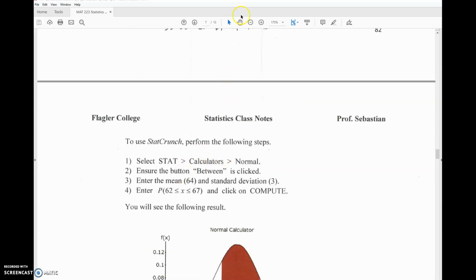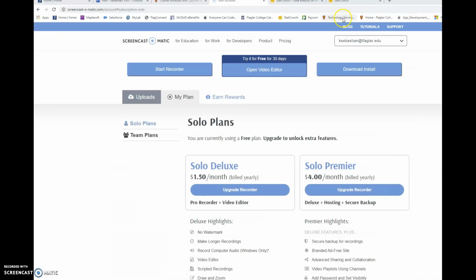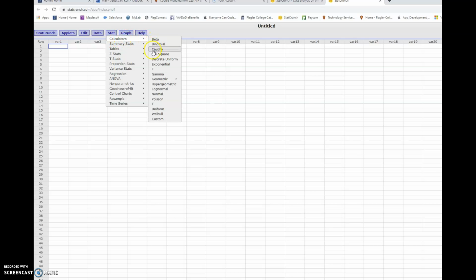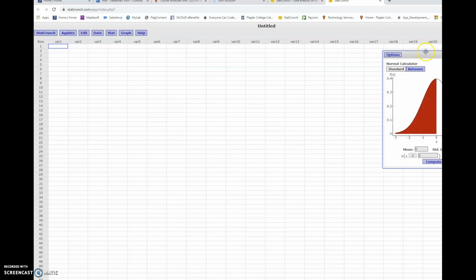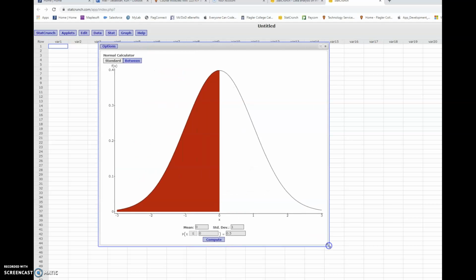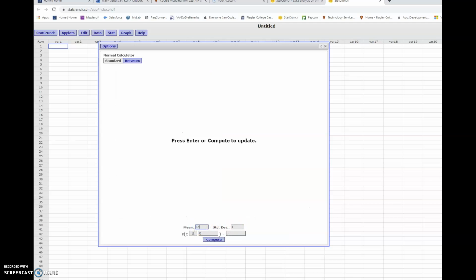So I'll walk you through on StatCrunch how to do that at the same time as you can look at those directions. So in StatCrunch, we're going to Stat, Calculators, Normal. So we want to find Normal about 2/3 of the way down. There's Normal. Okay, bring that over here so you can see it. Now you need to put in the mean and the standard deviation of the normal distribution we're looking at. So the mean we're looking at is 64, and the standard deviation is 3.